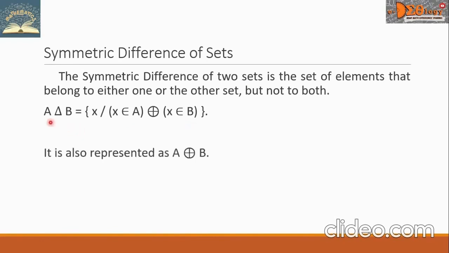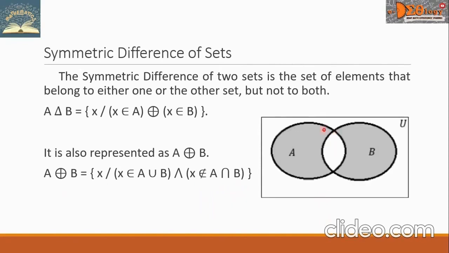Sometimes this A delta B is represented by the symbol A XOR B. The set builder notation is this: A XOR B equals the elements x such that x is an element of A union B and x is not an element of A intersect B. To illustrate, we have the sets A and B in here. The A XOR B is the shaded part.